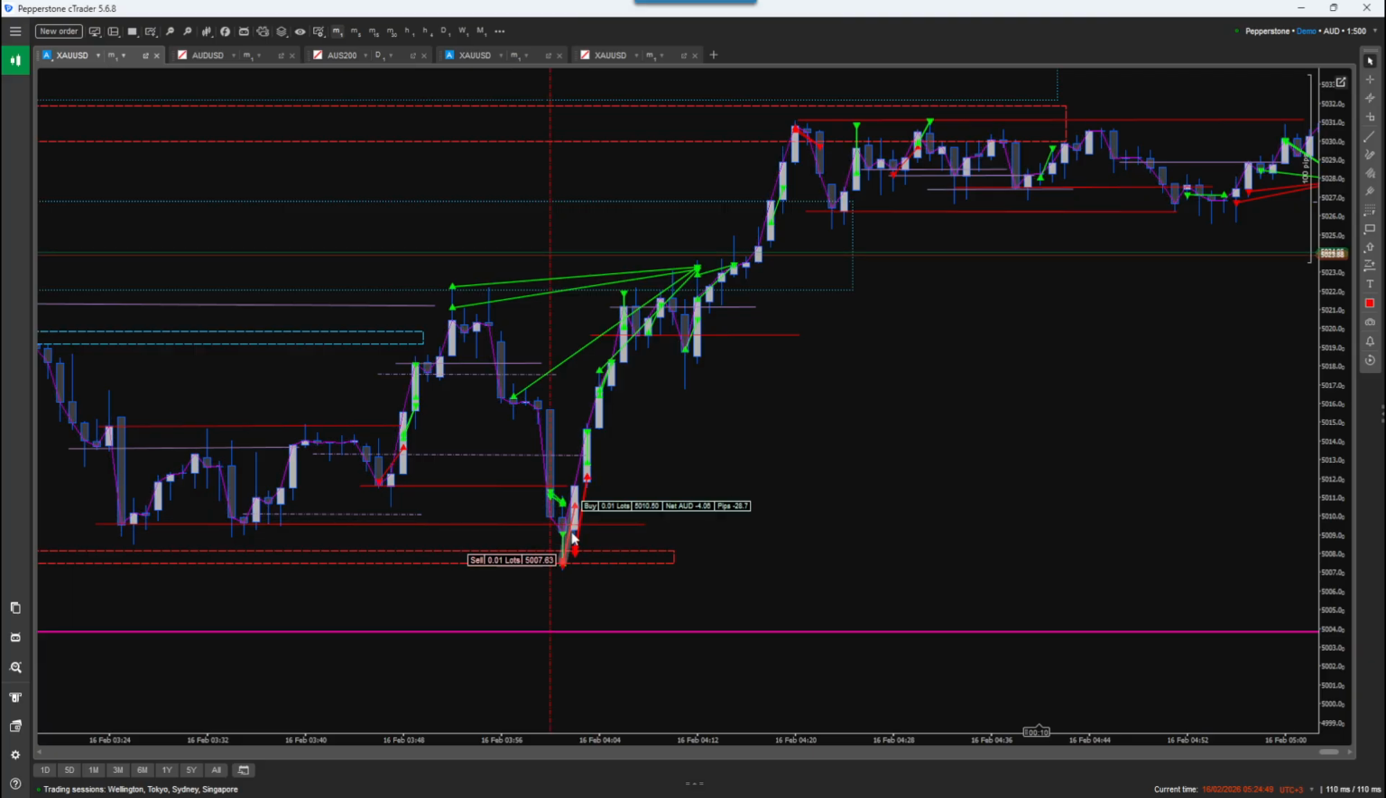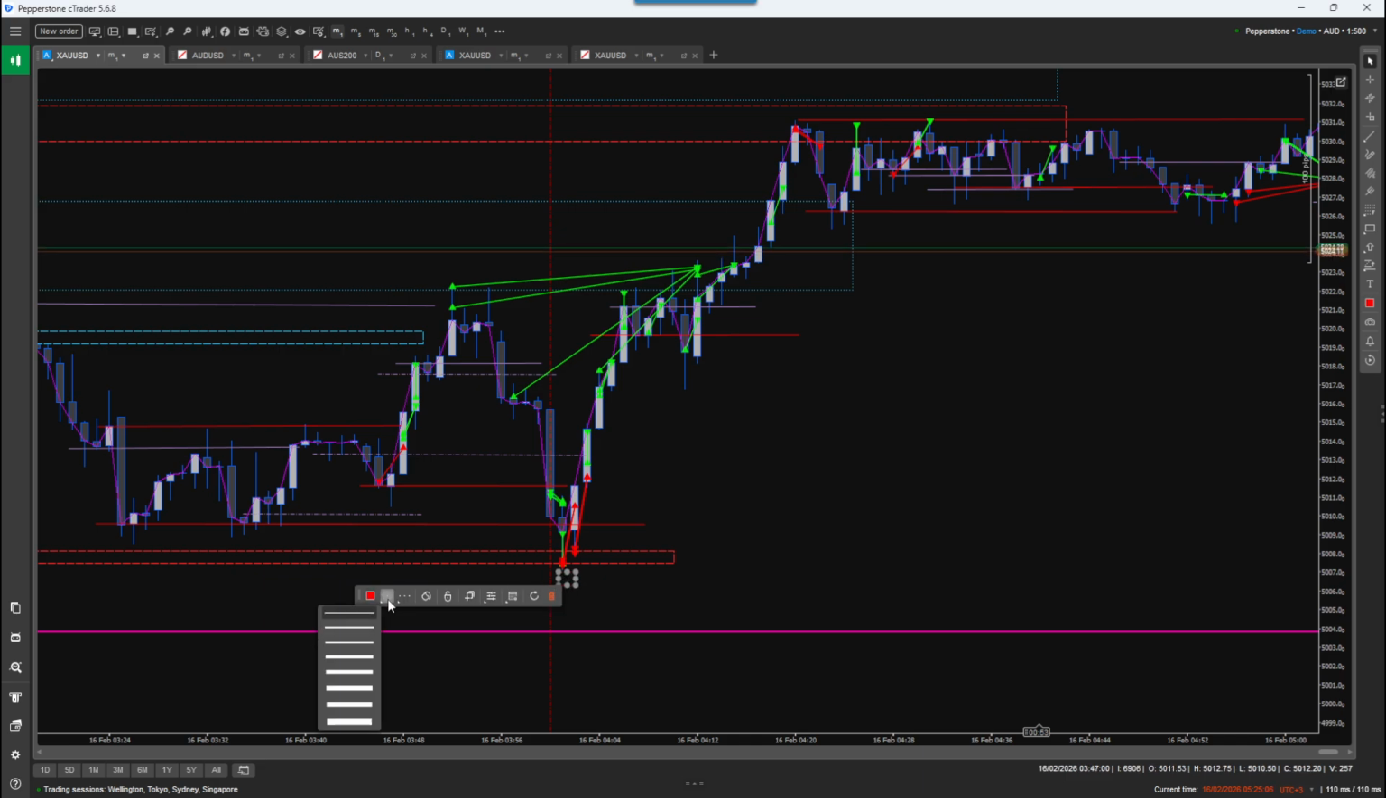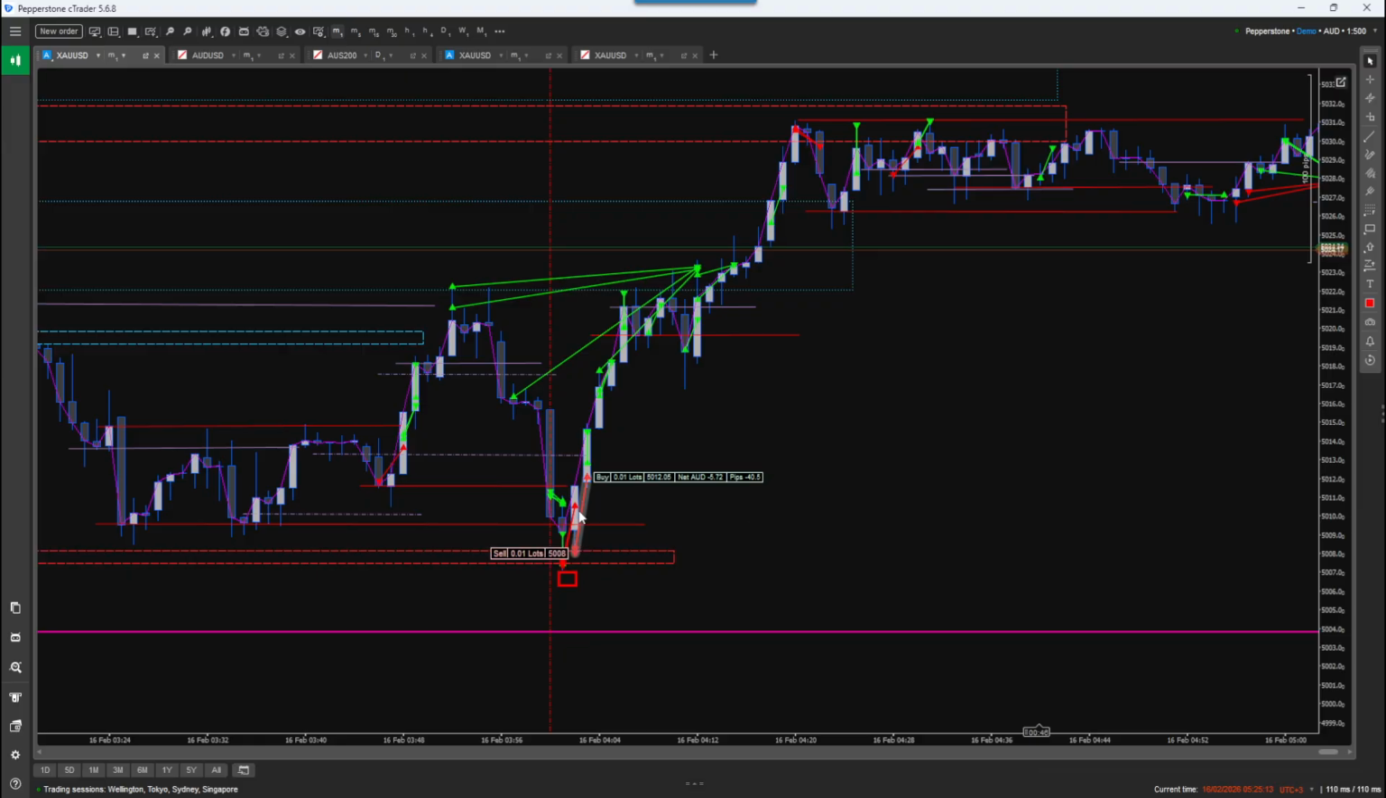Took a few shorts in here, and then thought it might have kept going. They were too early in. If they had been in this space just here, that would have been fine. But they were just too early. It hadn't quite broken that base.